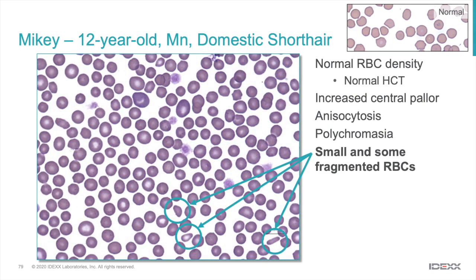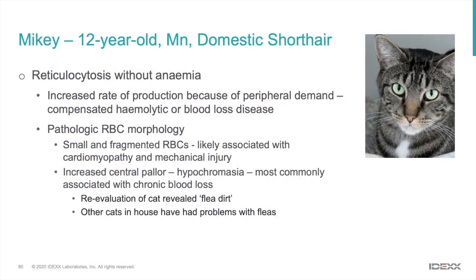As we scan the blood film, we find some very small red blood cells, as well as maybe some fragments of red blood cells. These are significant abnormalities, and we'll summarize how we interpret these in light of Mickey's underlying disease process. Mickey is one of those cases of reticulocytosis without anemia. And if we didn't have the reticulocyte count, we might not have even led our investigation down this path.